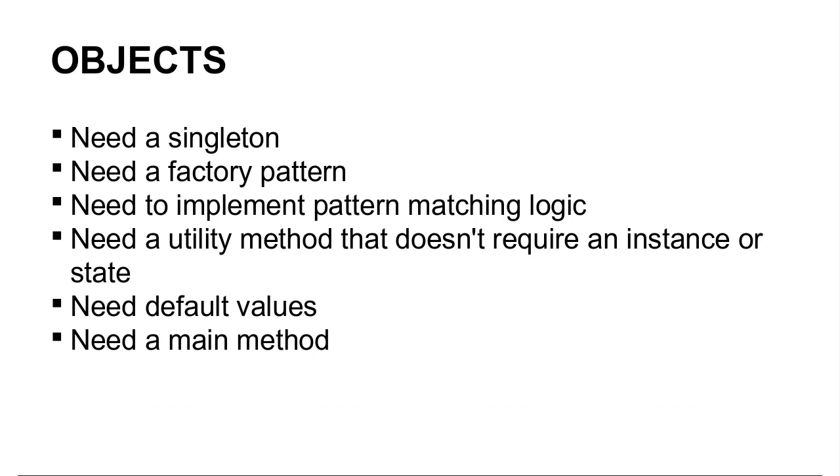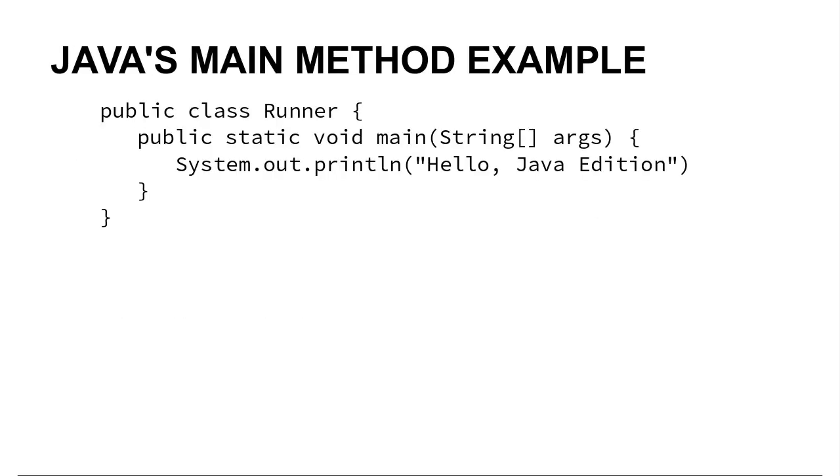Since Scala is a JVM language and a static type language, let's first take a look at what a main method in Java looks like. So here's Java's main method. Public class Runner, public static void main String args, and I have a System.out.println.